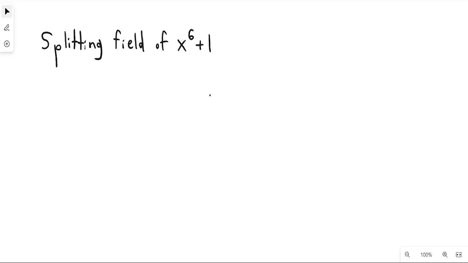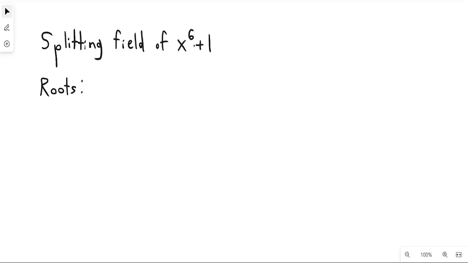So in this video, I want to do another example of a splitting field. So this time, I want to find the splitting field of x to the 6 plus 1. Okay, and I want to start by talking about the roots of this polynomial, which is going to help us figure out what the splitting field is. And then I also want to talk about ways to factor this polynomial, and that will help us identify the degree of the splitting field. But first I want to talk about the roots.